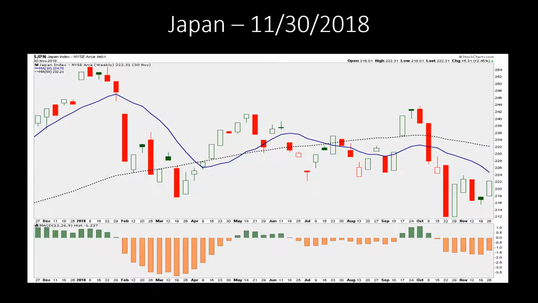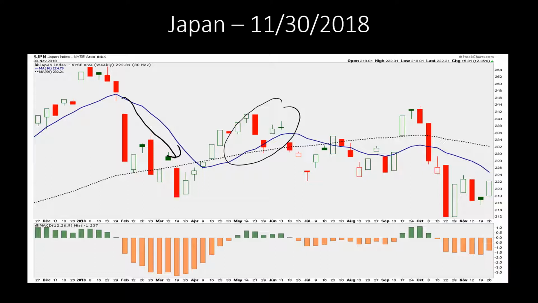As we look at the NYSE ARCA Japan Index, weakness began early for this broad market. There was a brief rally in the spring when price and the 10-week moving average got above the 40-week line. That did not last long.